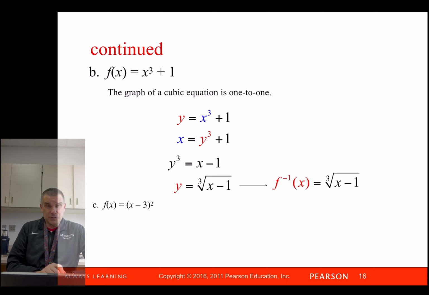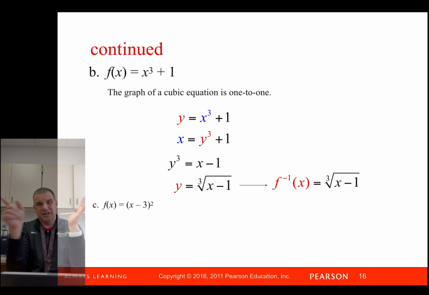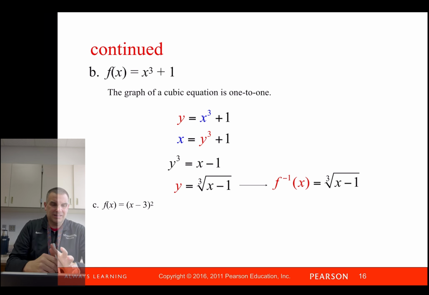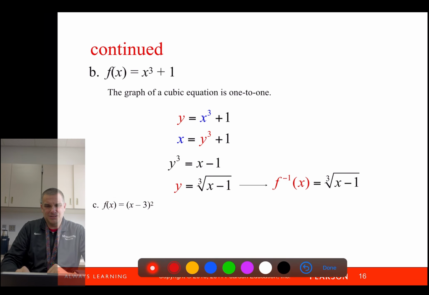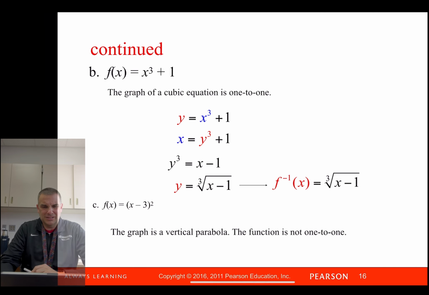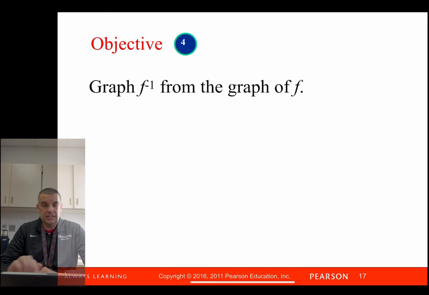So (x - 3) squared is actually a parabola. If we were going to graph this one, it looks like this. So you've got that horizontal line test thing going on. So this is actually a parabola, so it is not a 1-to-1 function. So if it's not a 1-to-1 function, we can't really find its inverse.